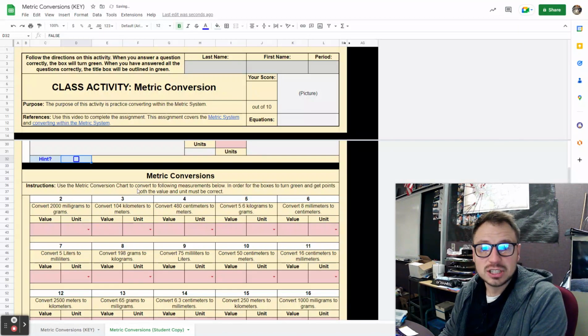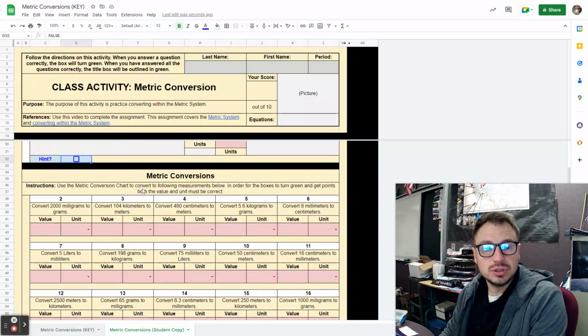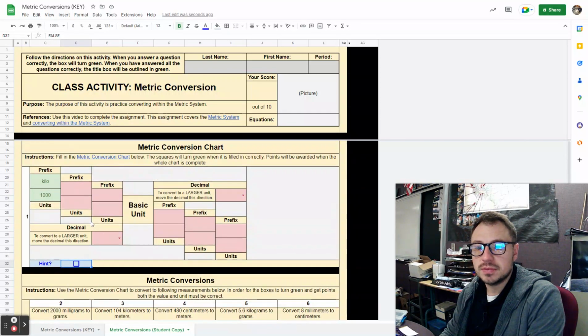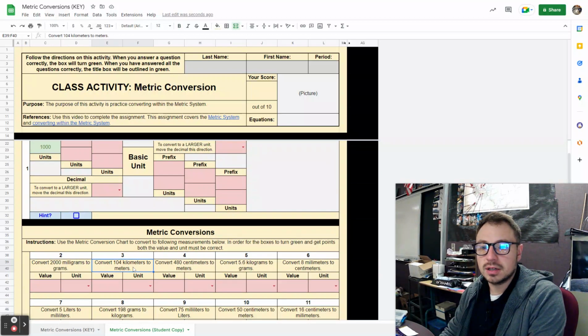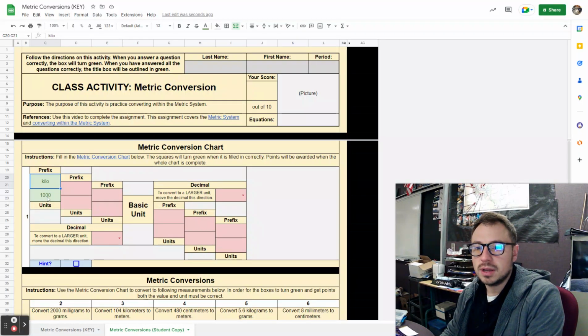The next part is actually using this to convert within the metric system. So I'll just do the first one, convert 2,000 milligrams to grams. So 2,000 milligrams, if you come up here, actually, you know what? I'll do the second one because we can actually use what we have up here, right? I'll do number 3, convert 104 kilometers to meters. So you can see here I have kilometers to convert to a smaller unit, right? We need to move right.